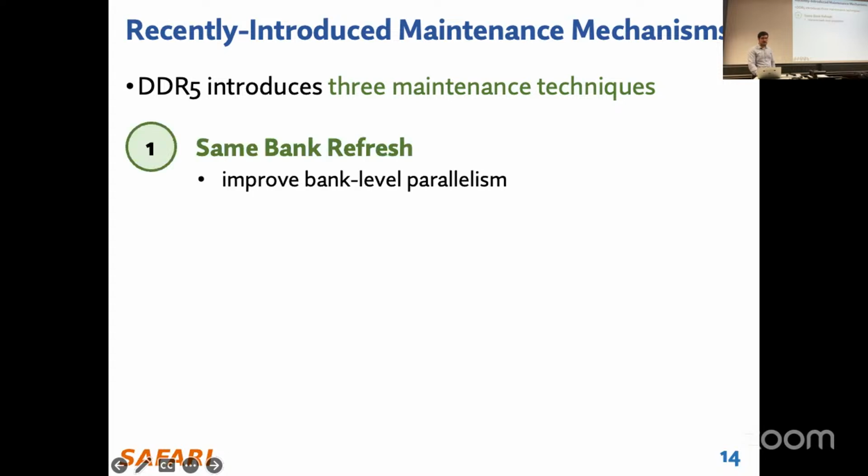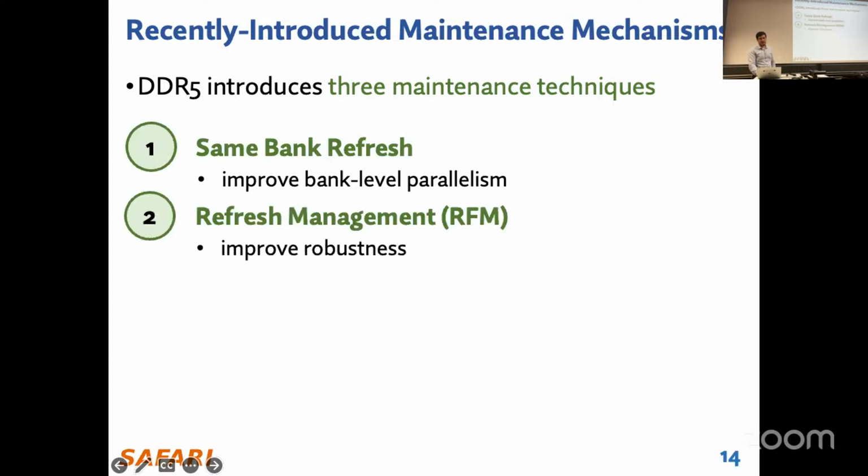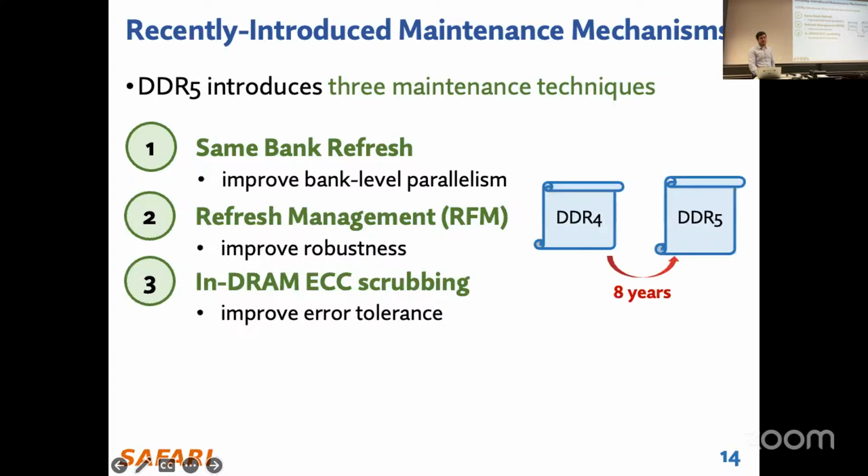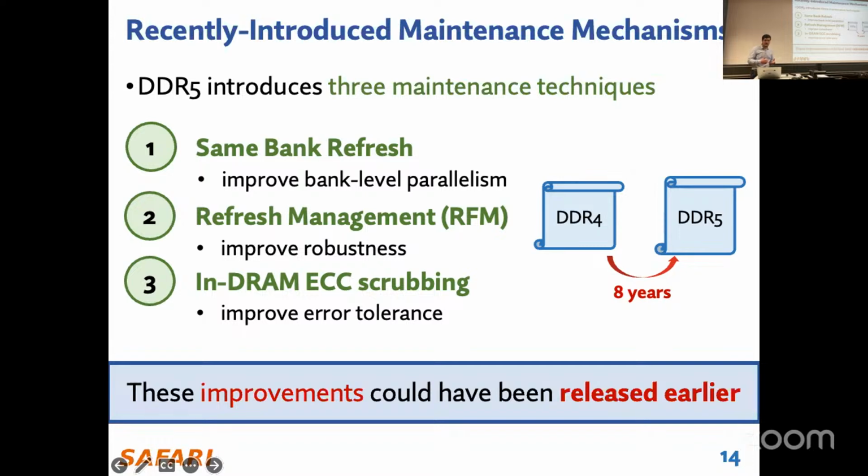They improve bank level parallelism and performance, and improve system robustness and error tolerance. Introducing these mechanisms was only possible after an 8-year time duration between the DDR4 and the DDR5 standard. However, if new maintenance mechanisms could have been more rapidly released, these improvements could have been released much earlier or at a different time.